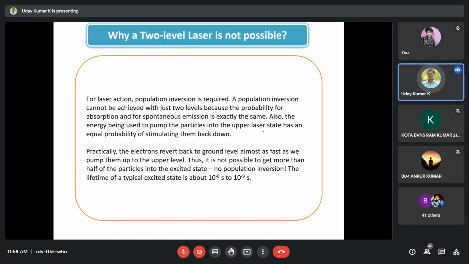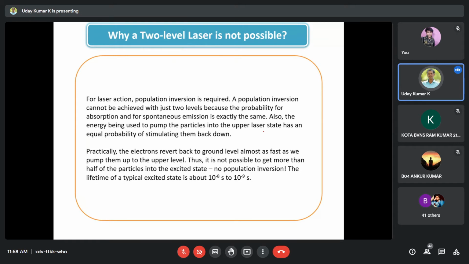So practically, the electrons revert back to the ground level almost as fast as we pump them up to the upper level. Thus, it is not possible to get more than half of the particles into the excited state. So no population inversion can be achieved in the two-level lasers. So therefore, the two-level laser system is not possible at all.